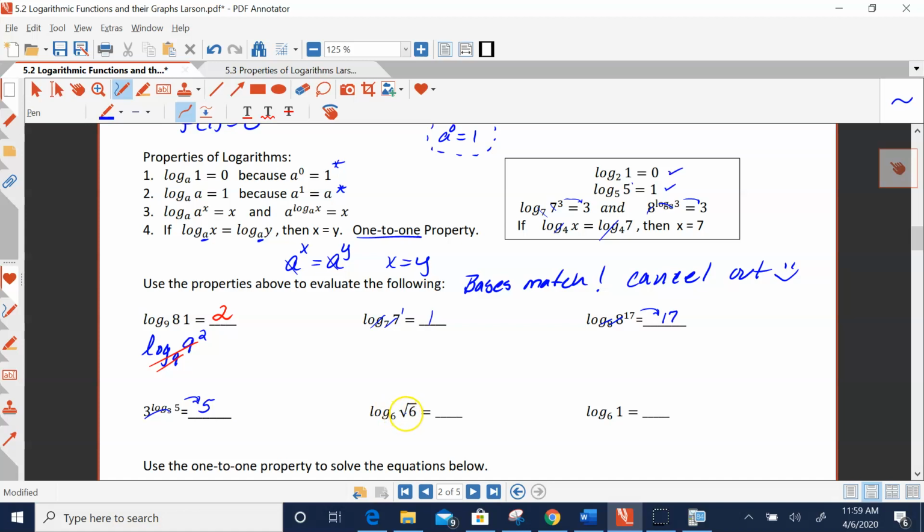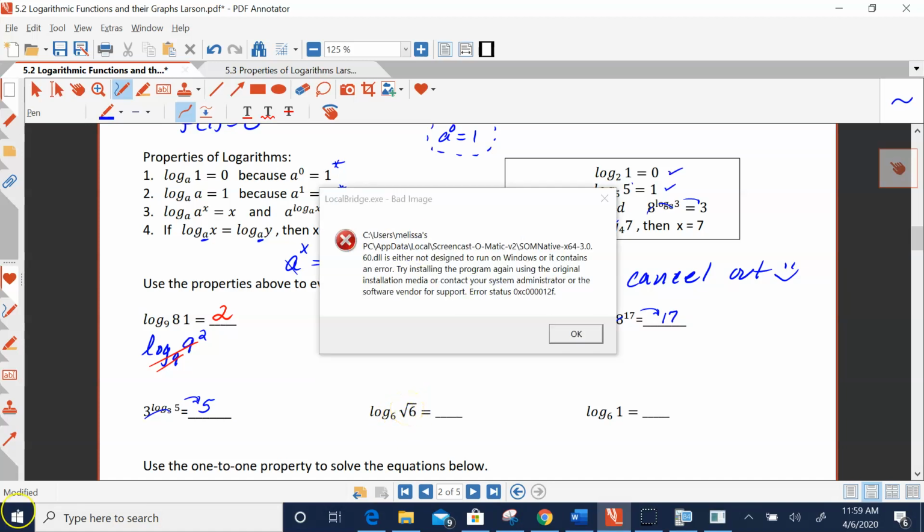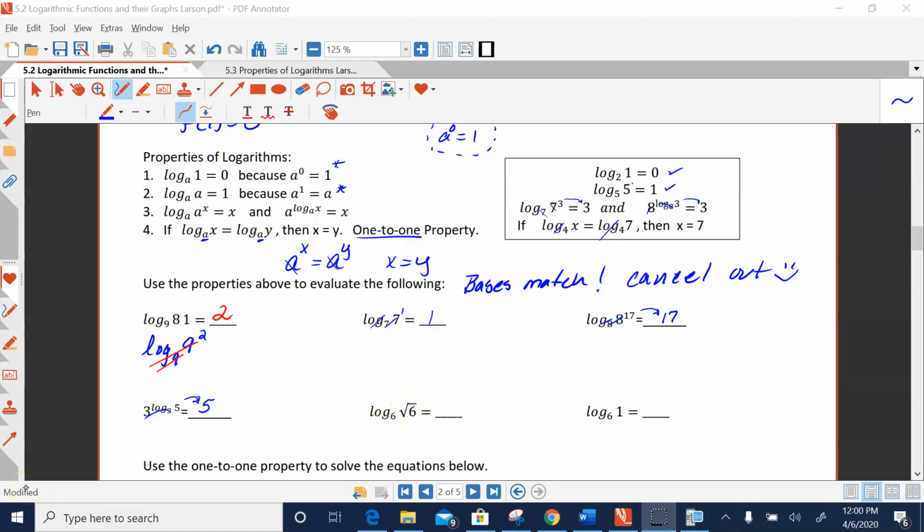What about this guy? I've got to do something with that square root so I can have a 6 matching with a 6 to a power. So how can I rewrite that? Well, we saw earlier a square root has an exponential representation of 1/2. So the square root of 6 is equal to 6 to the 1/2. And now that my bases are matching, log base 6 of 6 to a power, the answer is the power.